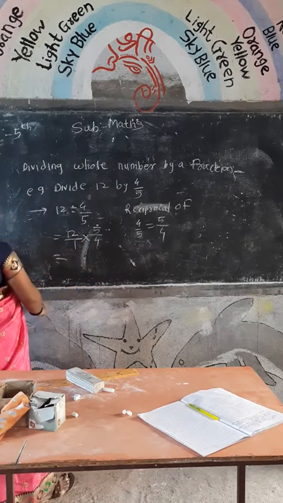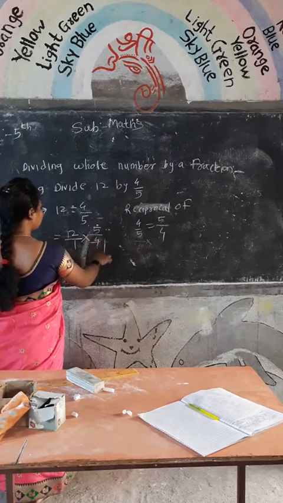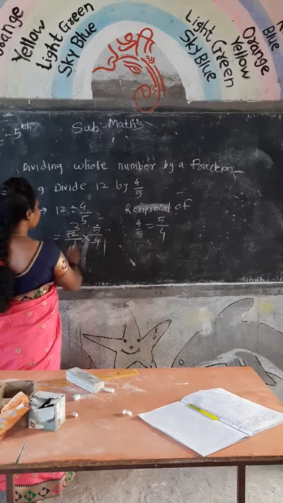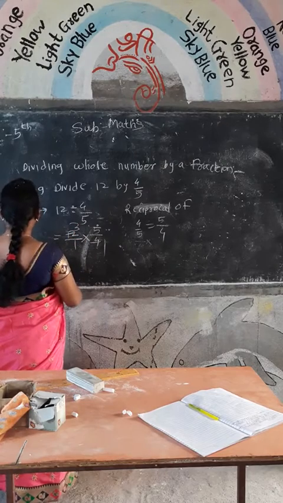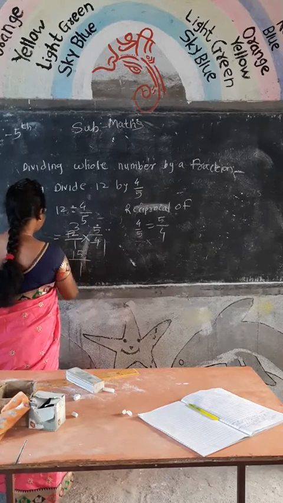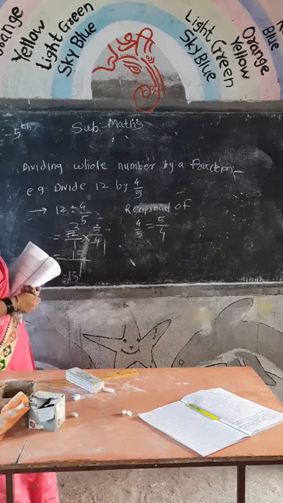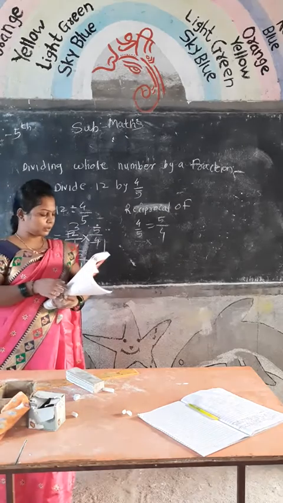Then take the multiplication of numerators. 4 ones are 4, 4 threes are 12, then 12 fives are 60 upon 1, that is 60. This is dividing a whole number by a fraction.